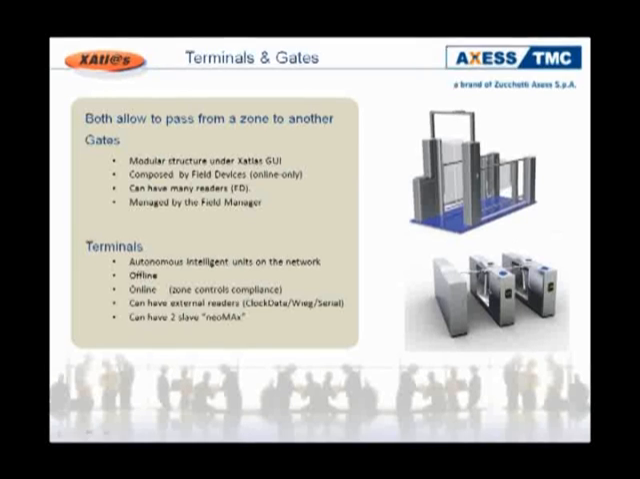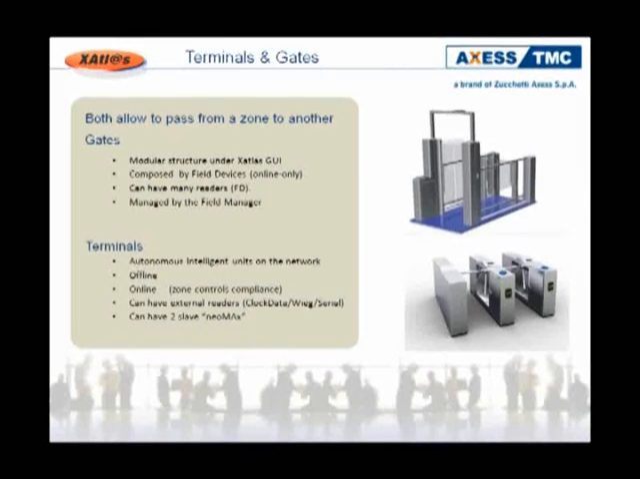Gates managed by terminals instead are less flexible in the possibility to add readers. However, remember that all terminals have the ability to add at least a secondary reader. All terminals can have up to 2 slave Neomax boards, which are small boards with 1 relay, 2 relays and 2 inputs. And the biggest difference is the ability to work also offline.